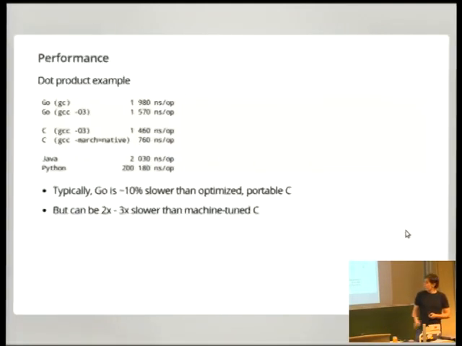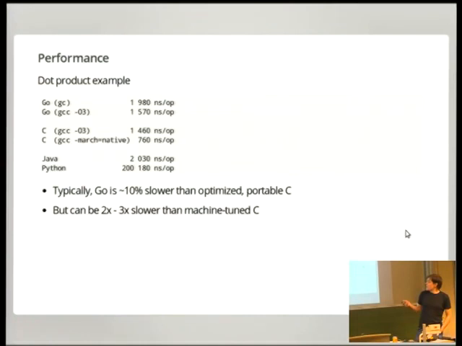So we go back to the dot product example, and I've compared it to the exact same code in some other languages. So this is a native Go compiler. It also has GCC support, and you see that it's actually pretty close to portable C code, so that's quite nice. Typically, not only here, but in general, you will sacrifice some ballpark 10% performance, for which you get in return array bound checking, garbage collection, and so on.